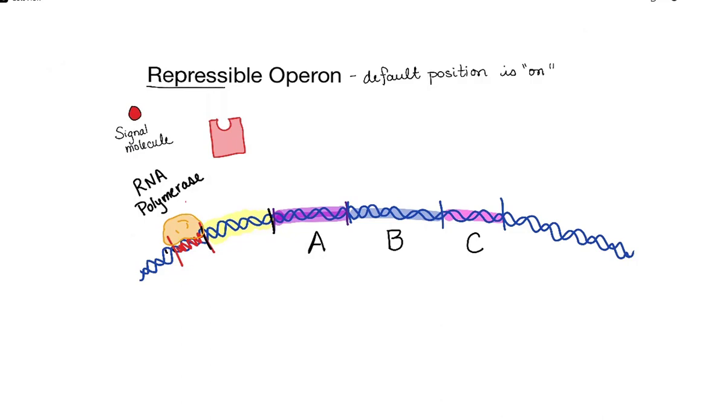And like the other case, there's usually a signaling molecule that will bind to the repressor. And once that happens, that creates a conformational change in the repressor that makes it more attracted to the operator area. And then it binds. And now, once that blockade is in place, RNA polymerase is no longer capable of transcribing, and therefore transcription is turned off.